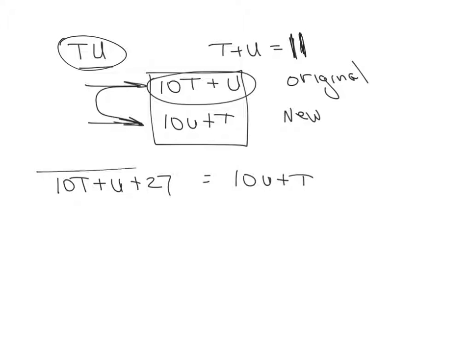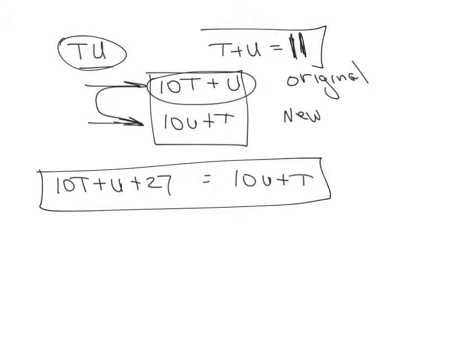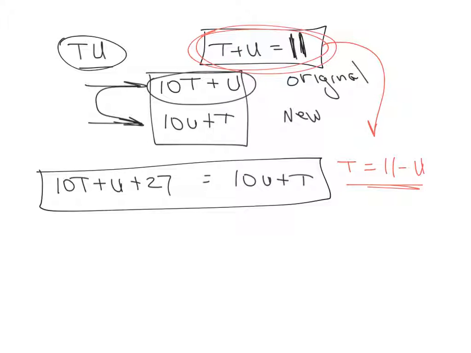Alright, so now I have this equation and I have this equation. So I have two variables and two equations. Probably the best thing to do would be to take this and solve for t. Like that. Now, wherever I see a t, here and here, I'm going to put an 11 minus u in its place. So this is just substitution, so that all I have are u's there instead of t's and u's.